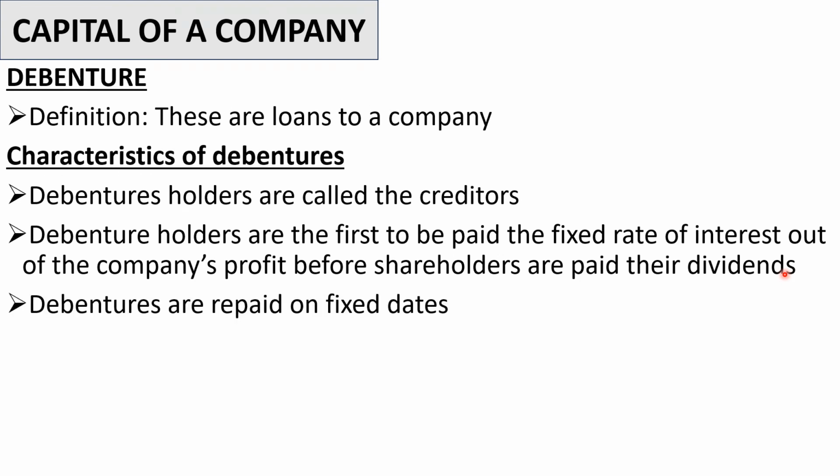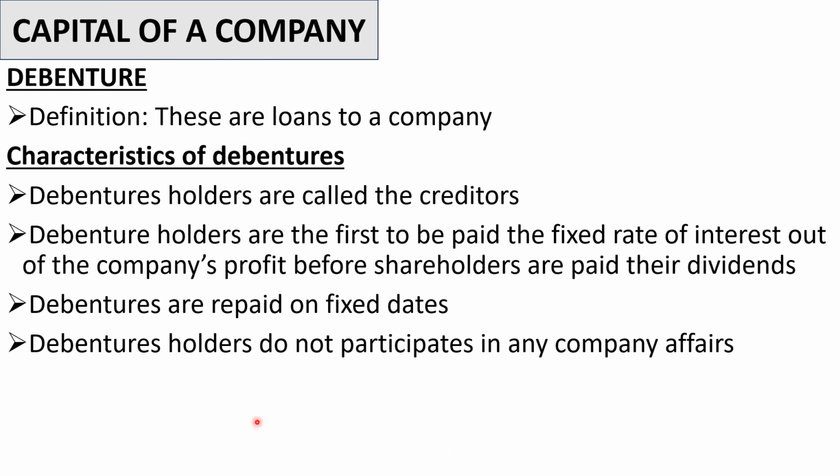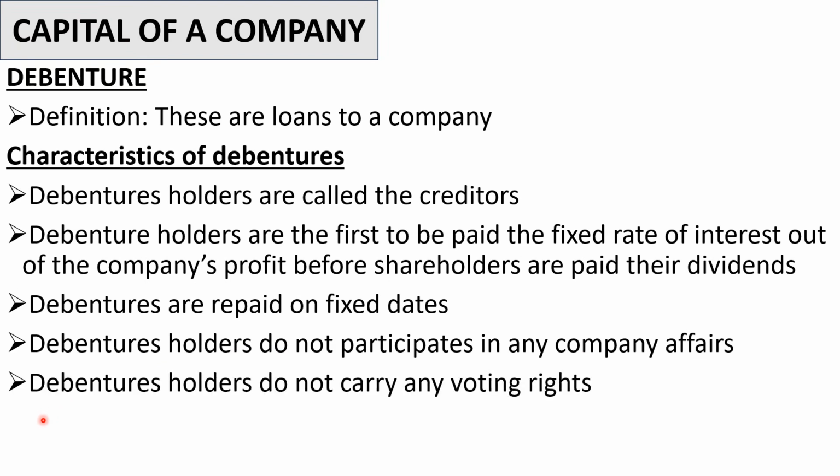Debentures are repaid on fixed dates. So if you are supposed to pay your loan on the 31st of every month, or maybe 31st December every year, then the company has to be paying on those fixed dates. The other characteristic is that debenture holders do not participate in any company affairs. It's not their company. They're not part of the company, so they do not participate in any company affairs. Debenture holders do not carry any voting rights. Like ordinary shareholders, they do not vote. It's not their company.